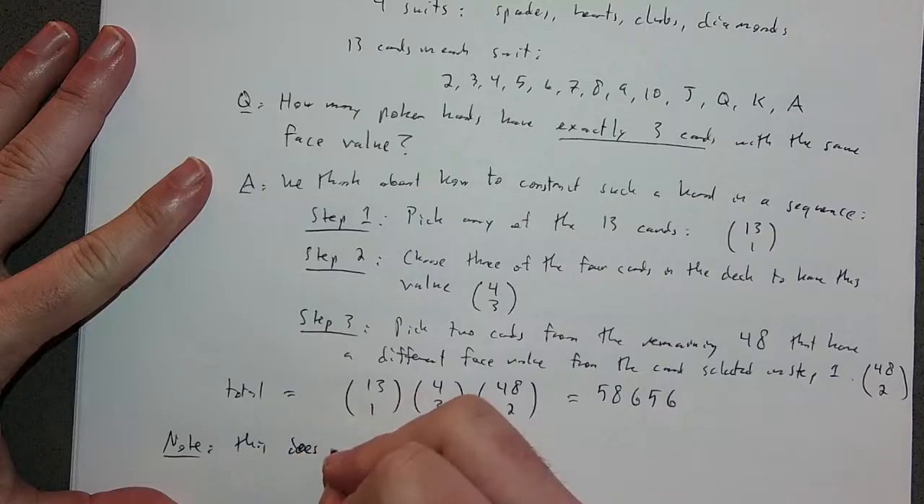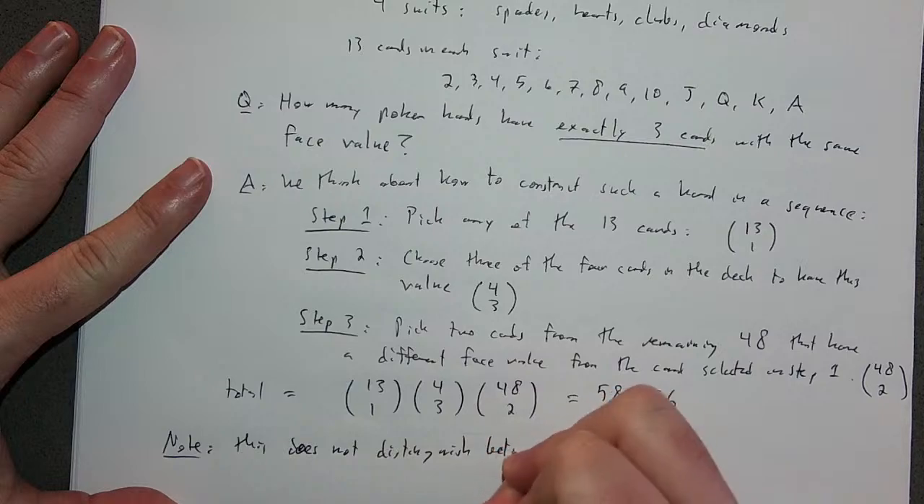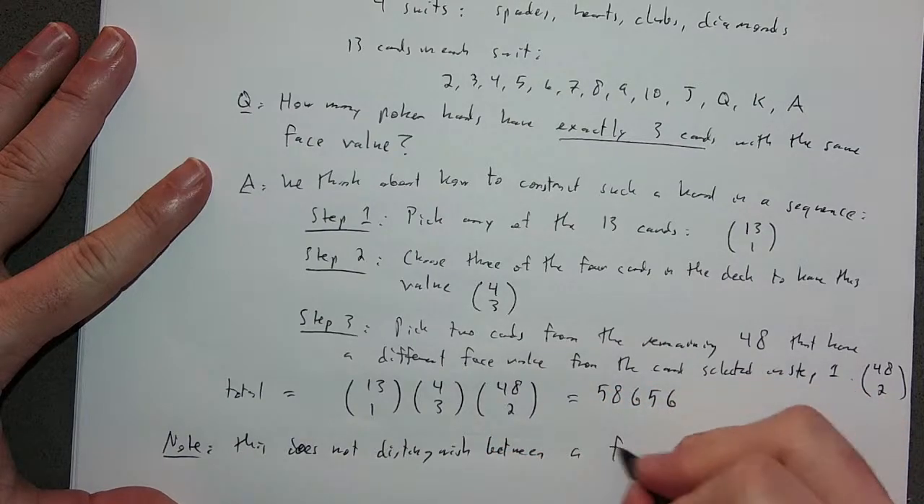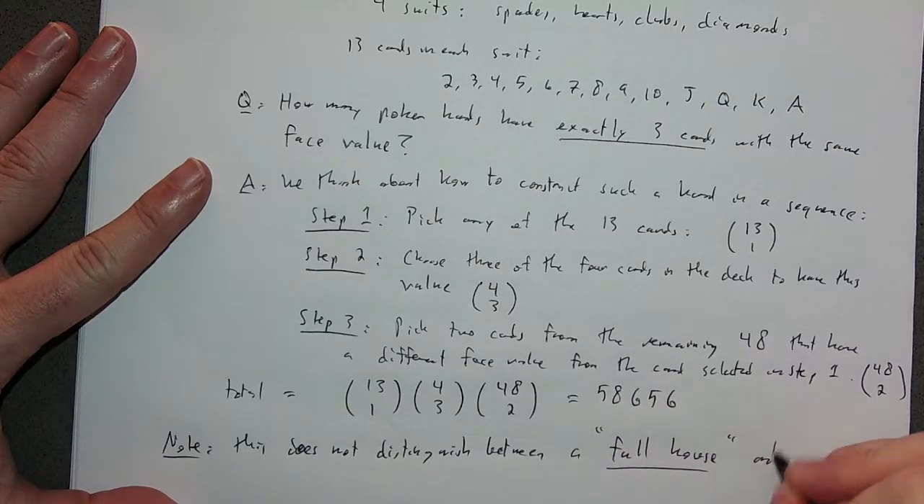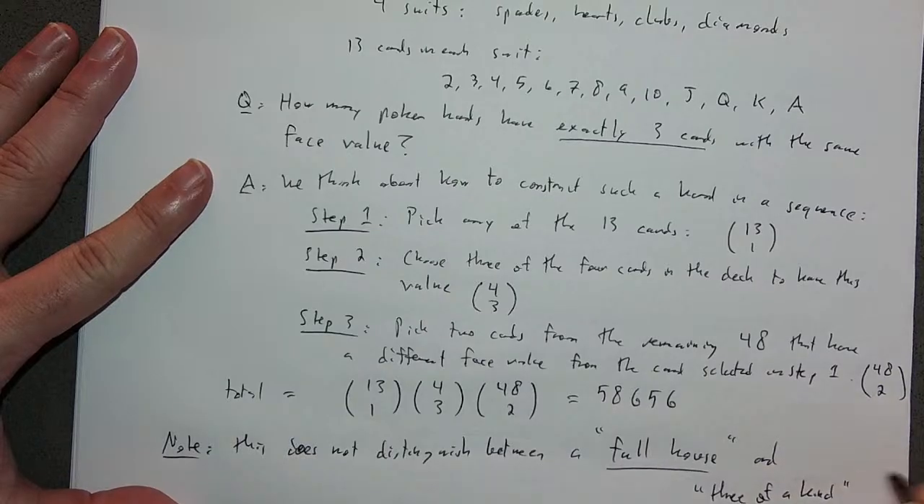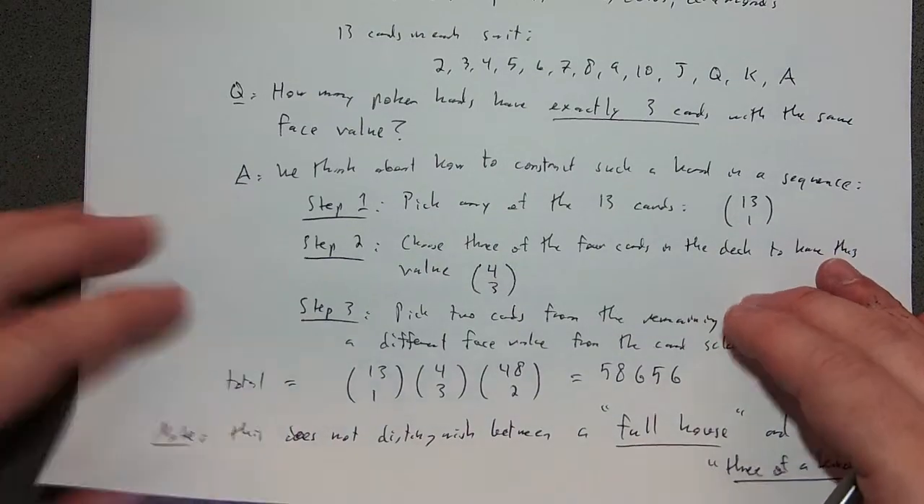Okay. So note, this does not distinguish between a full house and 3 of a kind. Okay. So what if we wanted to make this distinction? So what is the number of ways to deal a full house?